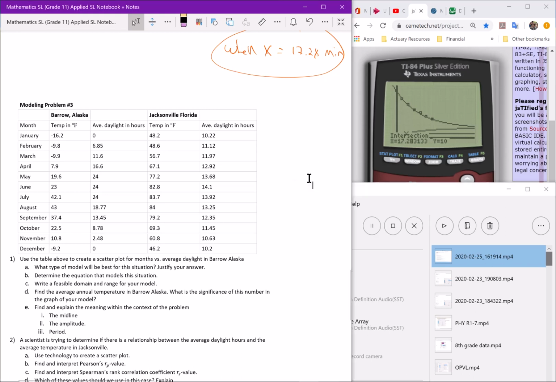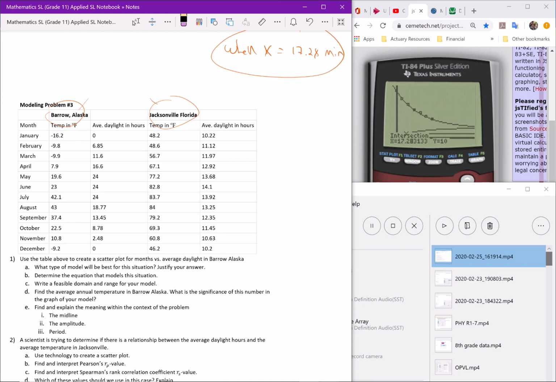Hey everybody, we're on problem number 3 for the review. We are looking at temperatures and daylight hours in two places, Barrow, Alaska and Jacksonville, Florida. Sorry, these are all in the United States. I wish I had some better data for outside the United States, but this is what I have.